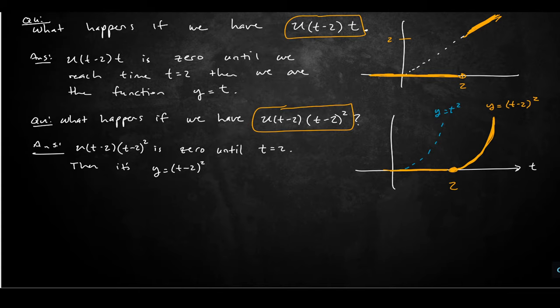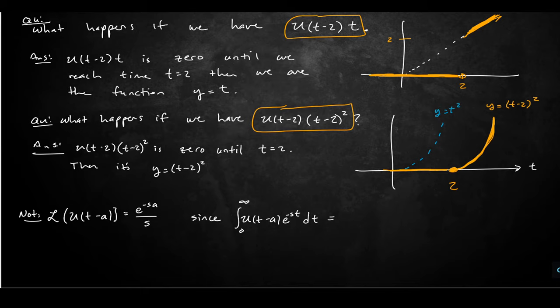All right, let's look at one result. So note that Laplace of u of t minus a would be equal to e to the negative s a over s, since the integral from 0 to infinity of u of t minus a times e to the negative s t dt is equal to, well, this function is 0 until we get to t equals a. So actually we say, okay, from a to infinity times 1 e to the negative st dt, right? Because this unit step function is 0 before we get to t equals a.